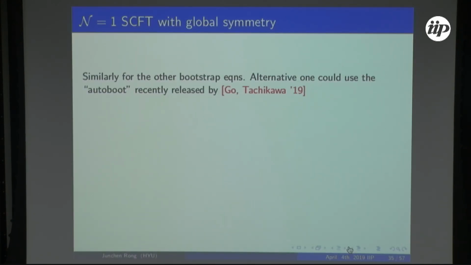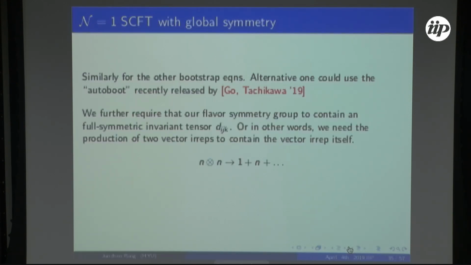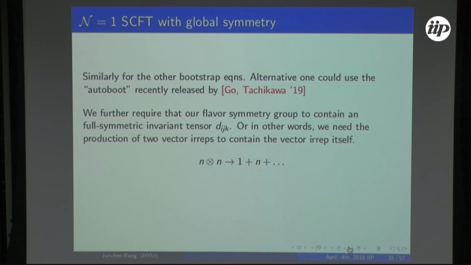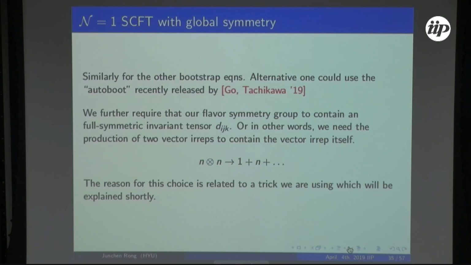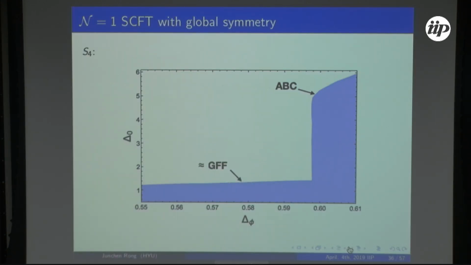A few days ago, there was a release version of autoboot by Go and Tachikawa, and probably it's easier to use that one. We will further require that our flavor symmetry group contain a fully symmetric invariant tensor, which is called d_ijk. Or in other words, we need the product of two vector representations to contain the vector representation itself. The reason for this choice is related to a trick that we are using, which will be explained shortly. Let's just look at the result for S4.